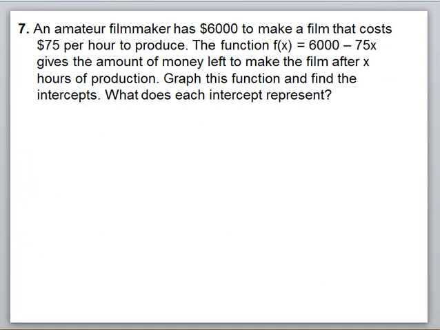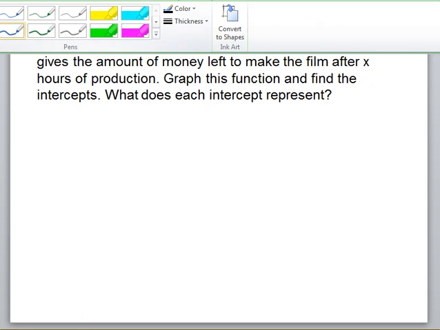My last example talks about how a filmmaker has $6,000 to make a film that costs $75 per hour to produce. There's a function, 6,000 minus 75x, that gives the amount of money left to make the film after x hours of production. Graph this function and find what each of the intercepts represent.